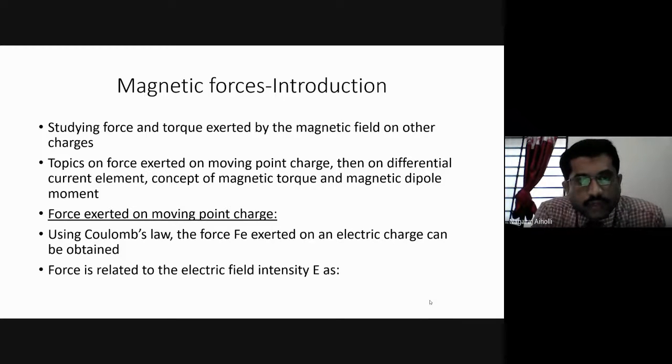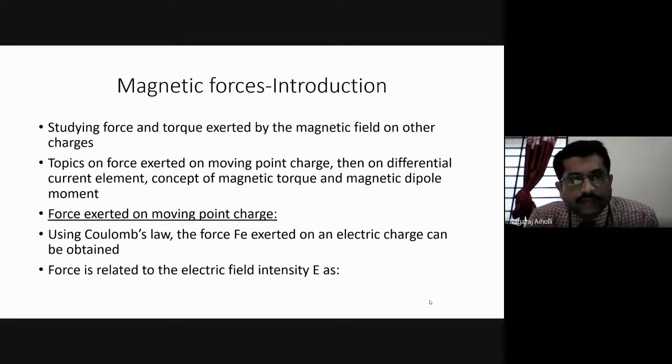We are going to begin with module 4. It is on magnetic forces. In this module, you'll be studying the force and torque exerted by the magnetic field on charges. The topics covered will be the force exerted on a moving point charge, the force on a differential current element, force between differential current elements, then magnetic dipole moment and magnetic torque. All these topics will be covered in the first half of this module.